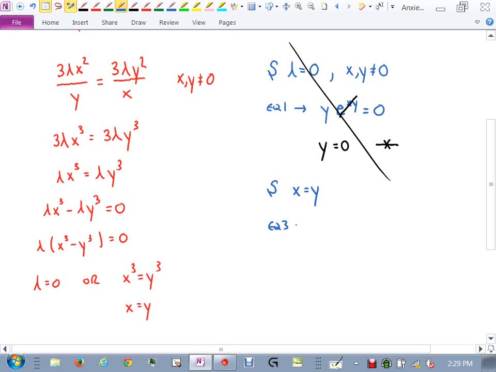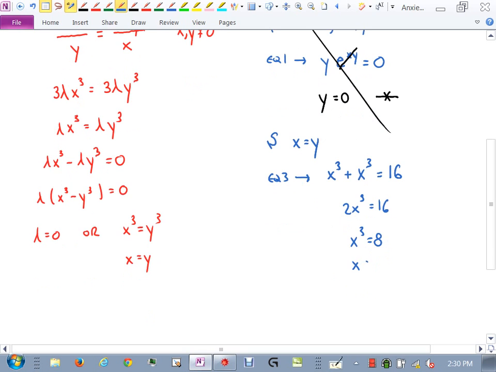Equation 3. Equation 3 would tell you, you could do it two ways. You could do x cubed plus y cubed now becomes x cubed again, equals 16, which means 2x cubed is 16, which means x cubed is 8, which means x is 2. And if x is 2, what does that mean? Y is 2.